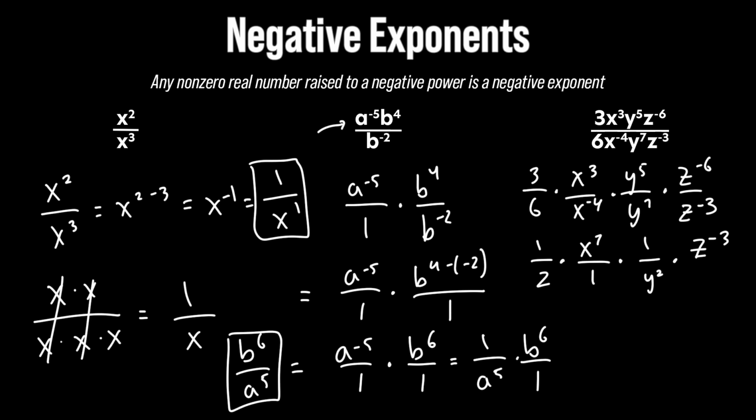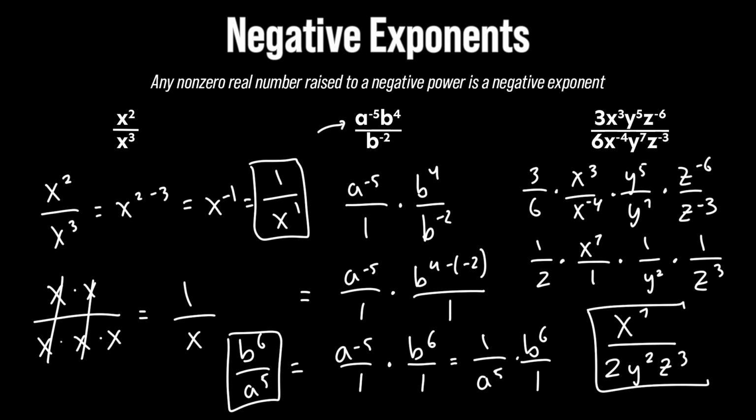Now we know if we have z to the third in the numerator with a negative exponent, we need to flip the numerator and denominator to get rid of the negative 3. So it's going to be 1 over z to the third. If we add up all these terms together, we're going to have x to the seventh over 2 times y to the second times z to the third. So that's going to be our simplified expression.